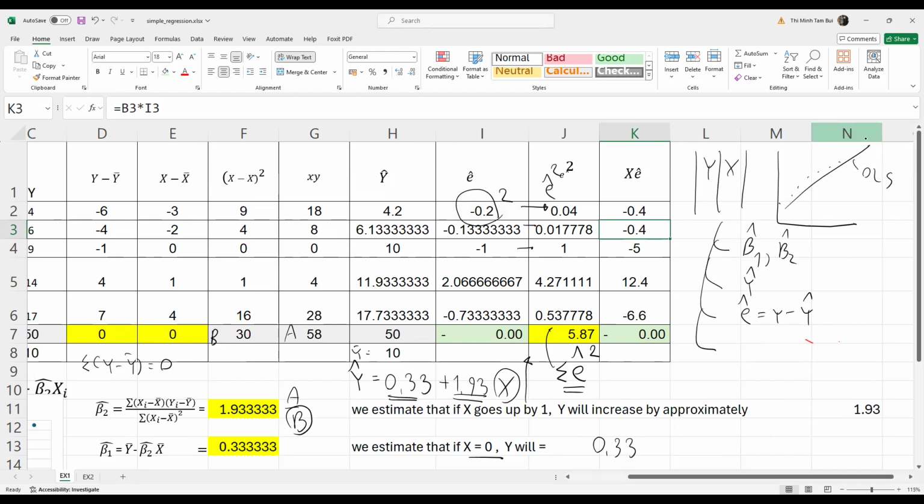And then we did it together and saw that, first, sigma error hat equals 0. Overall error is 0, no error. Second, sigma error hat square is the least. And lastly, we showed that sigma x times error hat equals 0.